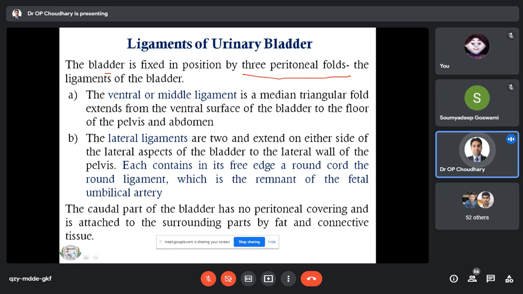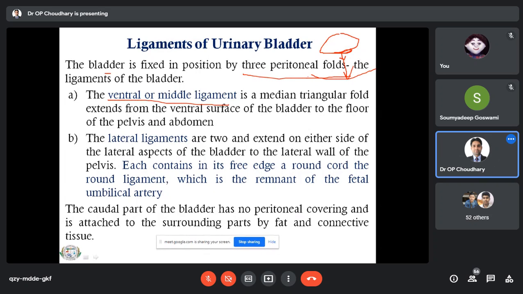The first one is the ventral. Ventral means, suppose this is the urinary bladder, there is a ligament here. The ventral or middle ligament is a median triangular fold that extends from the ventral surface. This is the ventral surface of the urinary bladder. So it extends from the ventral surface of the bladder to the floor of the pelvis or abdomen, like this. It usually connects the ventral surface of the urinary bladder to the floor of the pelvic cavity or abdominal cavity.